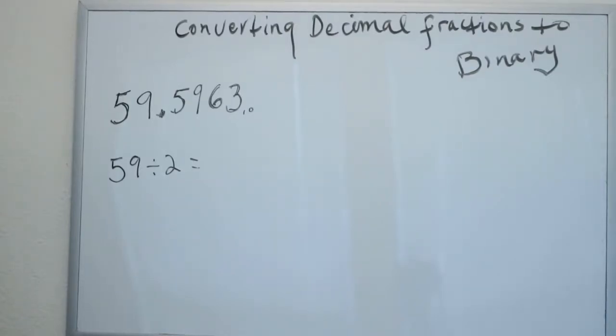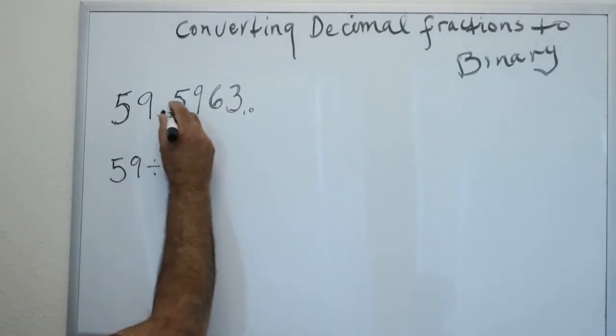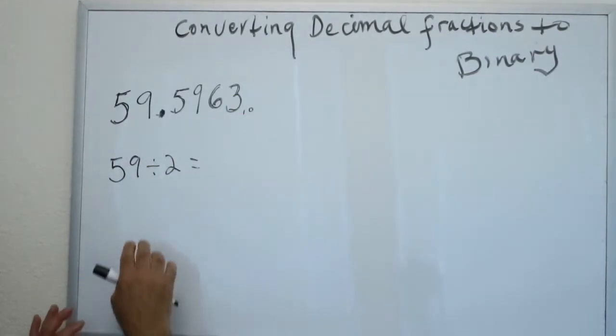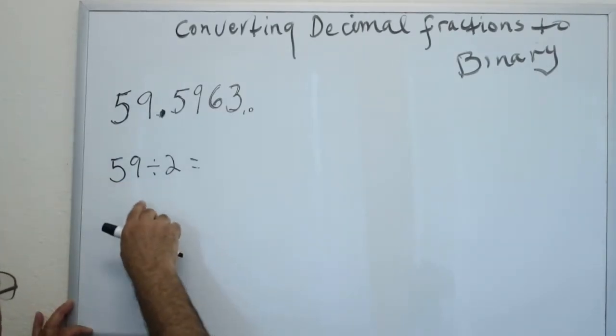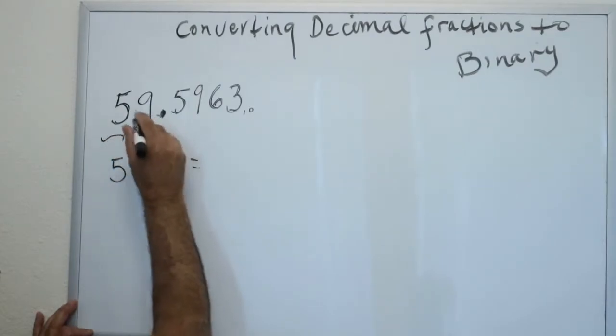This video is on converting decimal fractions to binary. So I'm going to go from a decimal number here, 59.5963, and I want to convert that to a binary representation. I'm going to take this whole part here, the 59.